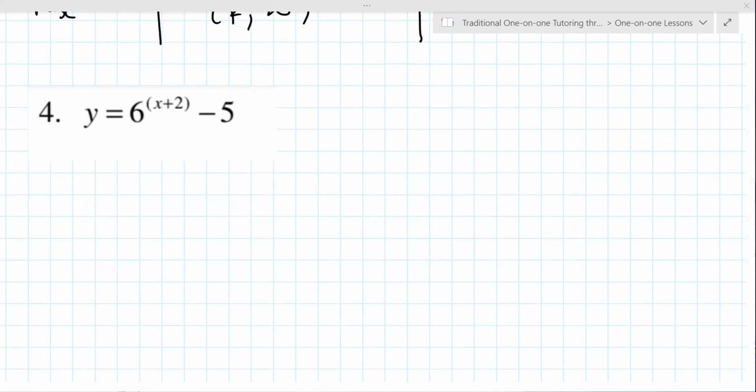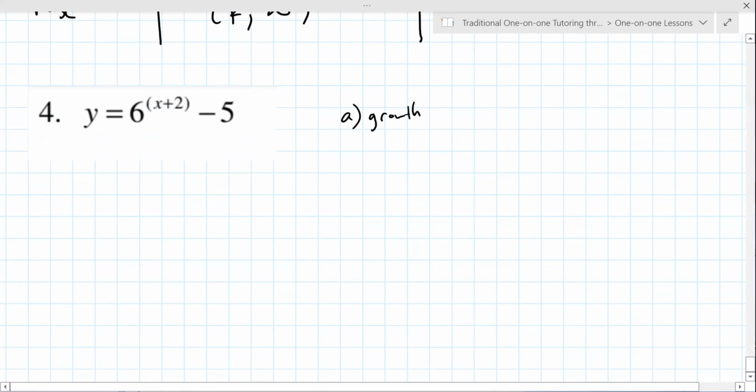All right, so part A is to figure out whether it's growth or decay. You would graph it and find that this is growth because it's going up and to the right. B, asymptote. So this one has a horizontal.